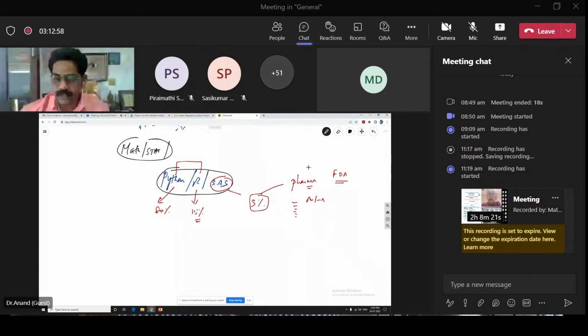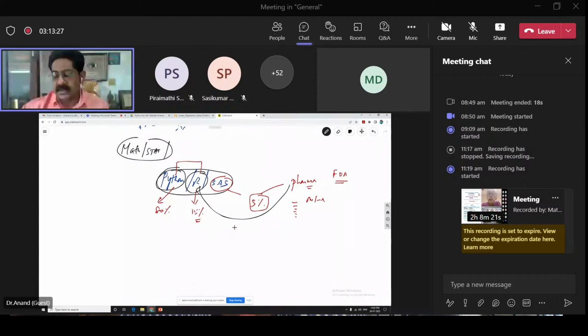Around 2014, 15, these approval agencies relaxed the norms. There's no hard and fast rule that you should use only SAS. You can even use Python and R language also. So in recent years, what I have observed is that many pharmaceutical industries started adapting to the R software also.